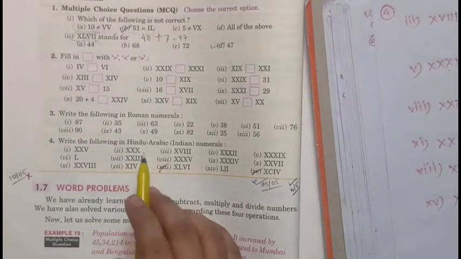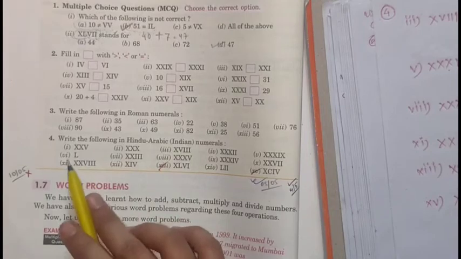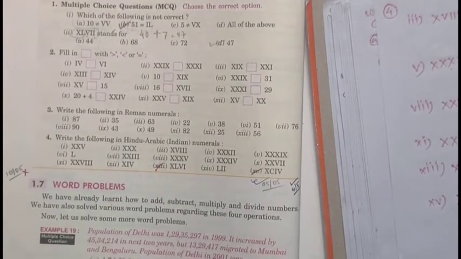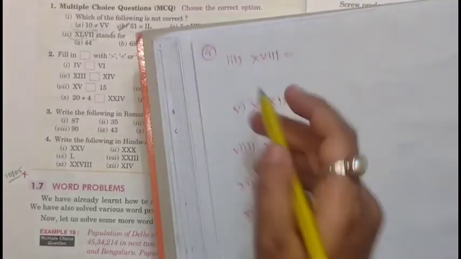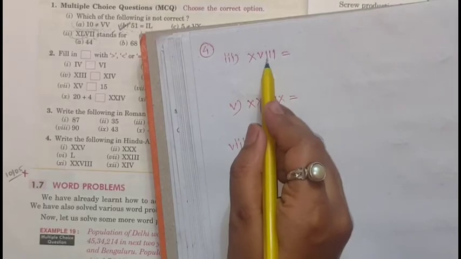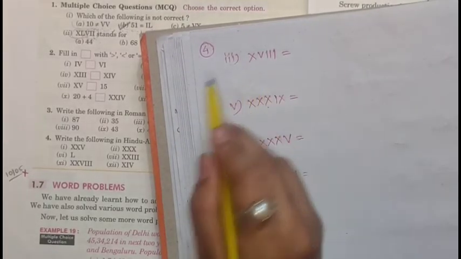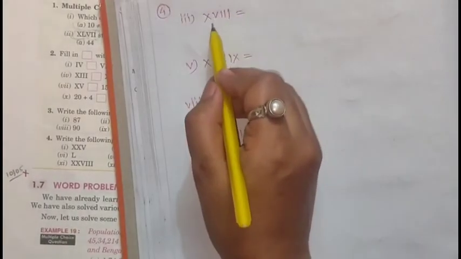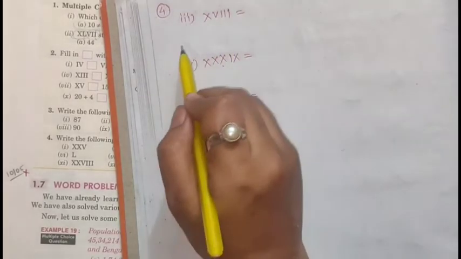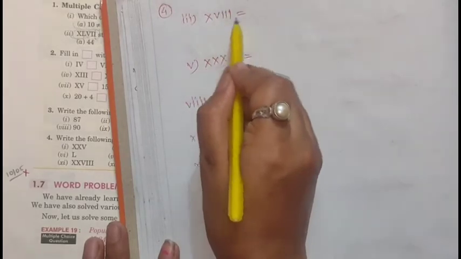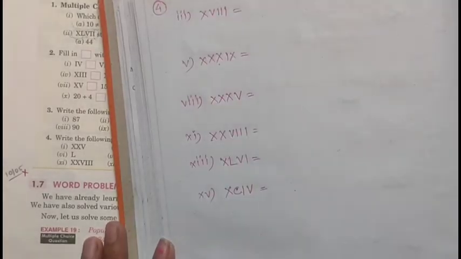Write the following in Hindu-Arabic numerals. This is just the opposite of question 3. So you need to convert these Roman numerals into the Indian system, Indian numerals. So question number 4, part 3: X, V, I, I, I. So here you can see that the smaller value is written at the right side. So we need to add the values of the Roman numerals.